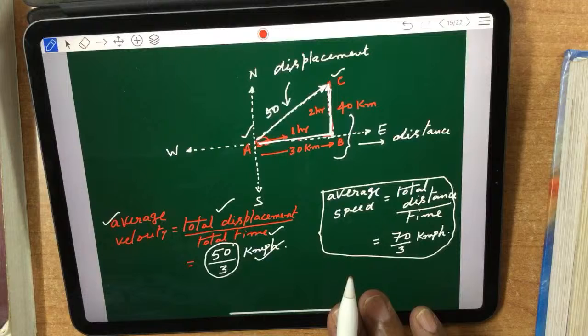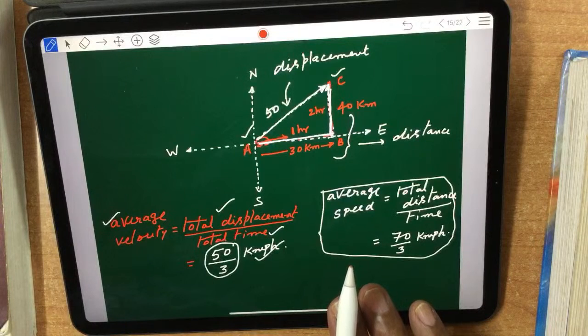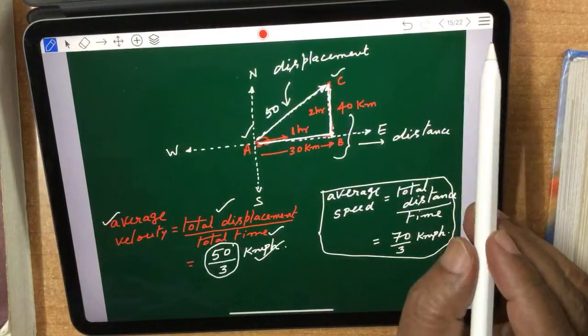Remember that average speed is always greater than average velocity. Maximum they are equal. Average speed by average velocity is greater than or equal to 1. Okay. In one dimension, with no change in direction, they are equal. Fine.